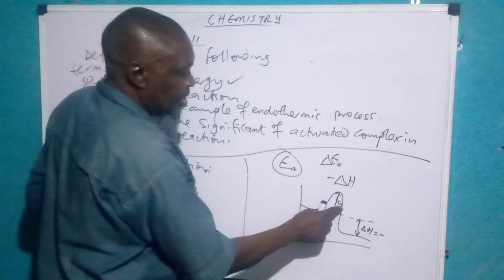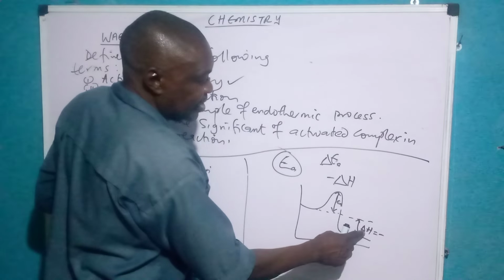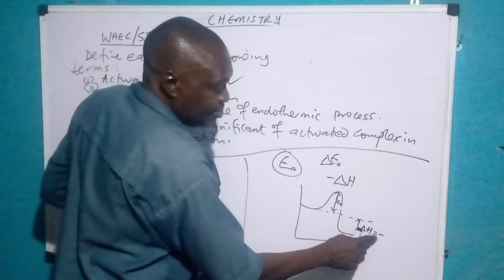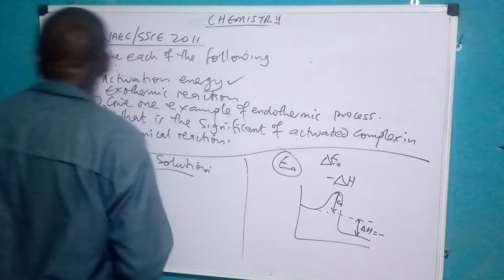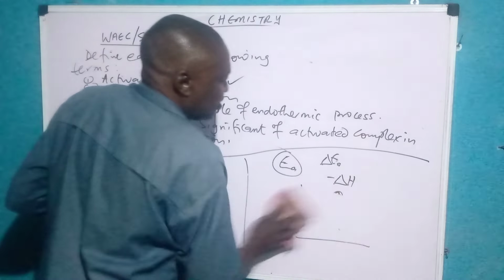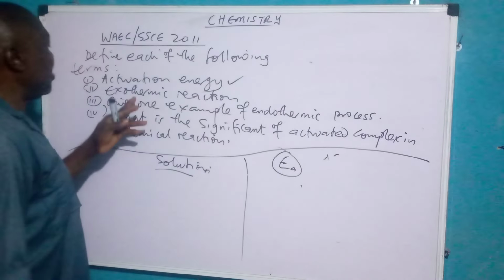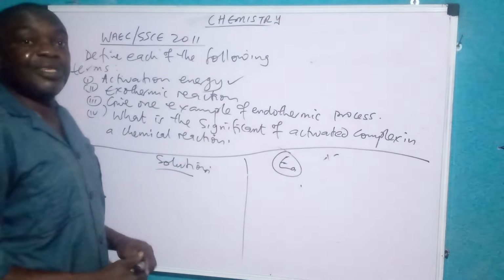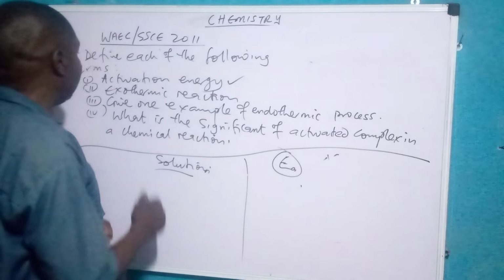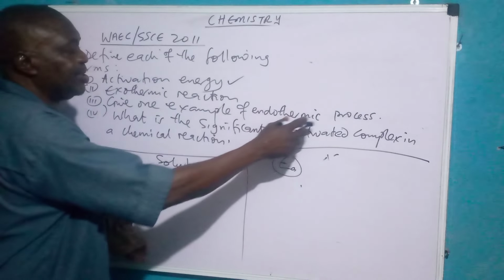So you see the activation energy here. This one is delta H. If this is negative, it means heat is released to the environment. So for definition, an exothermic reaction is a reaction in which heat is liberated to the surroundings or environment. Give one example of endothermic reaction.